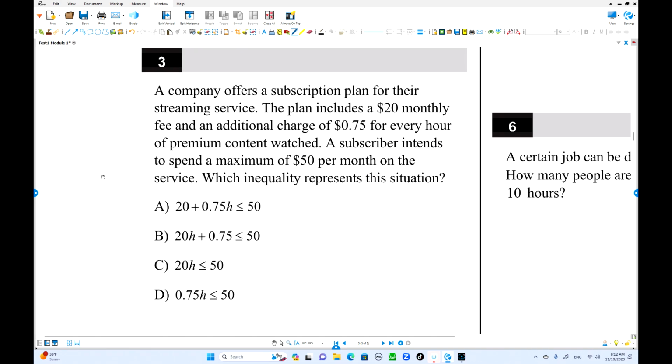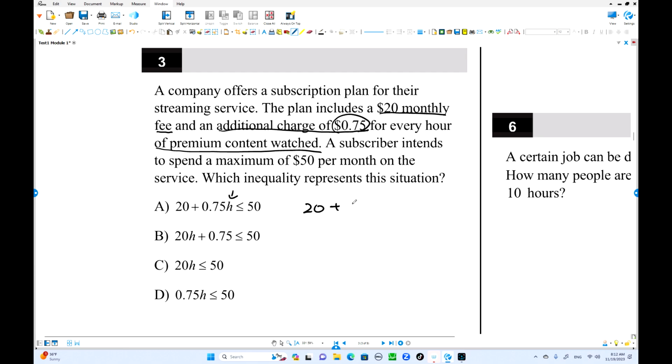Number three: a company offers a subscription plan for their streaming service. The plan includes a $20 monthly fee. This is a fixed amount, one time, and additional charges of 75 cents for every hour watched. So this one is the rate, and it comes with the number of hours, definitely.